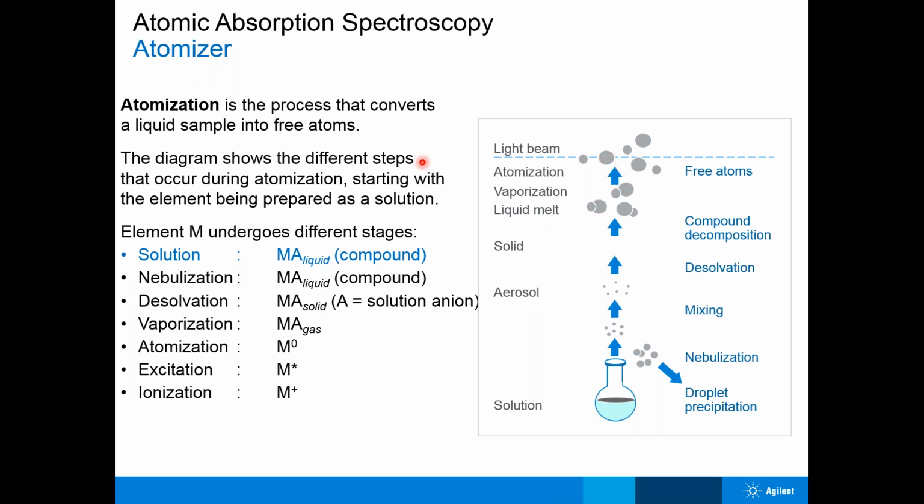Here, if you go to the left side, element M undergoes different stages: the solution, nebulization, dissolution, vaporization, atomization, excitation, and ionization. This is the process of atomization.